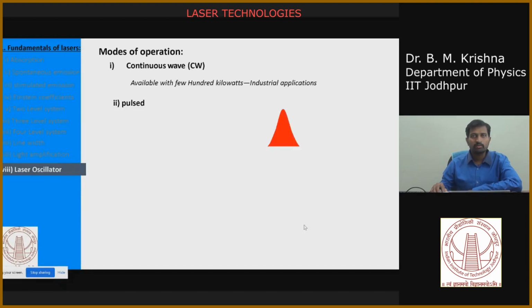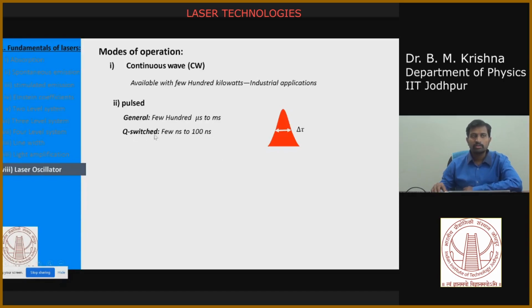Pulse laser means you have pulse trains, and each has a certain pulse duration, also called pulse width, that is delta tau. In general, these pulse lasers give a few hundred microseconds to milliseconds. So the pulse length from milliseconds to microseconds you can easily achieve in pulse lasers.